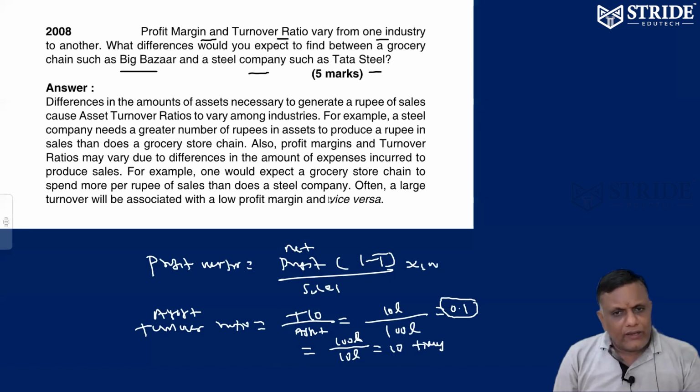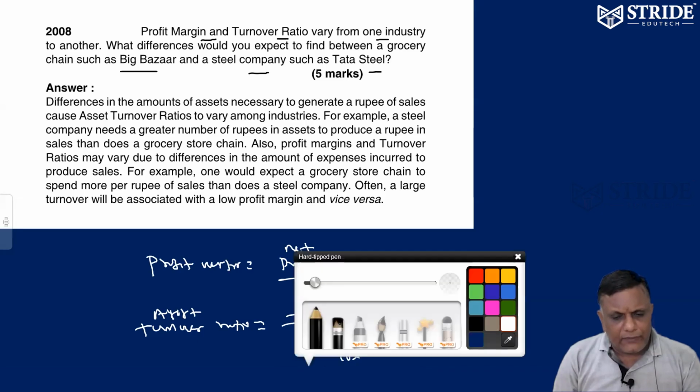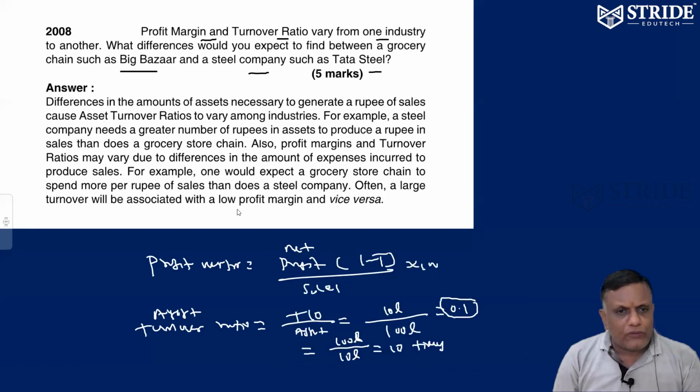So automatically there is always a difference when comparing two companies. For example, a steel company needs a great number of rupees in assets. 100% sure, they need to have investment in more fixed asset. But in case of a grocery store, they need to have more investment in current assets. That's what is always different. Fixed asset is more important for the steel industry, and current asset is more important for the grocery industry. So therefore, ratio-wise also they will differ.